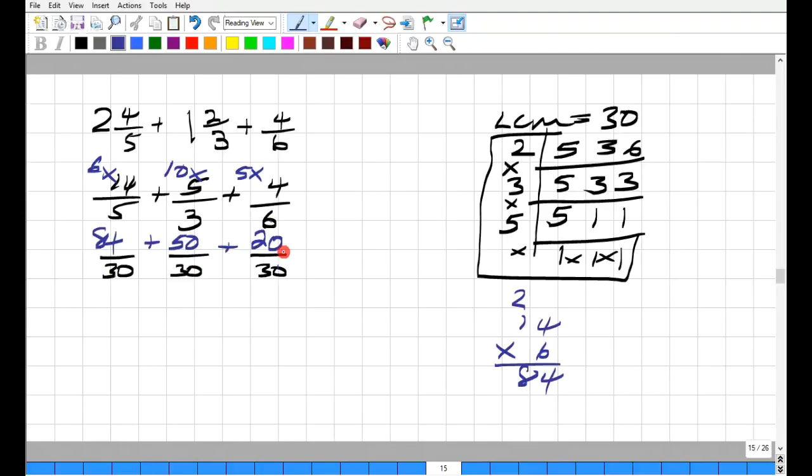Now we're going to end up with 20 and 50 being 70, and we have 84 and 70, or 74. 8 and 7 would give us 15. Okay, so we end up with 154 over 30. How many times could 30 go into 154?